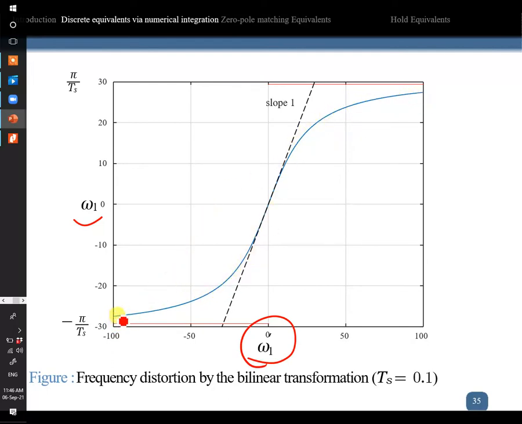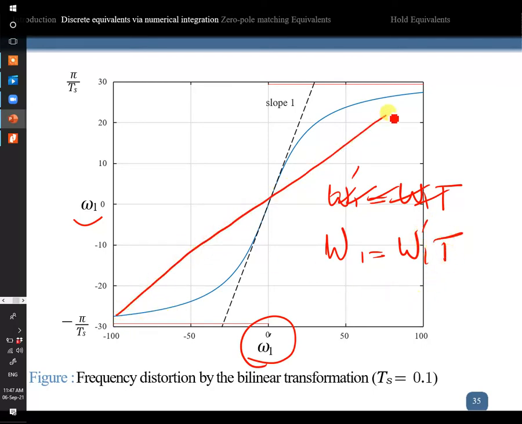And for the linear part, I find omega prime is equal to omega 1 over Ts, sorry, this one reversed: omega 1 equals omega prime Ts. The linearization will be something like this. The name of this is pre-warping of the system.